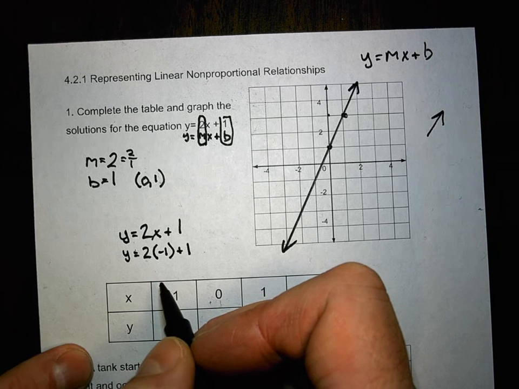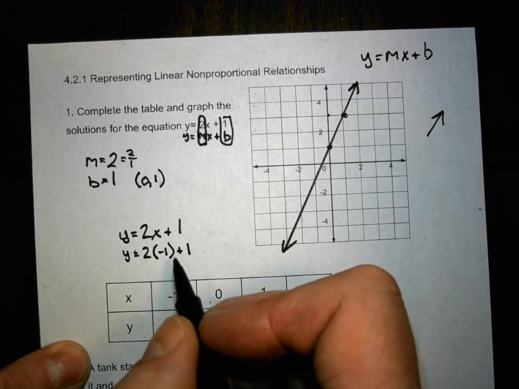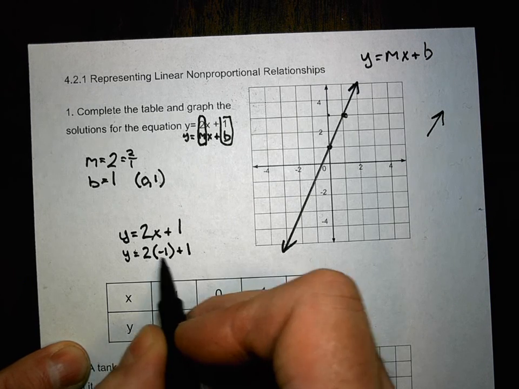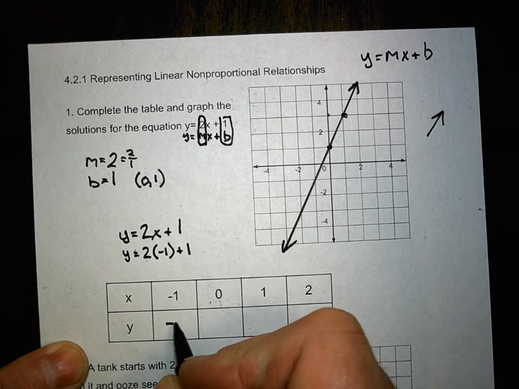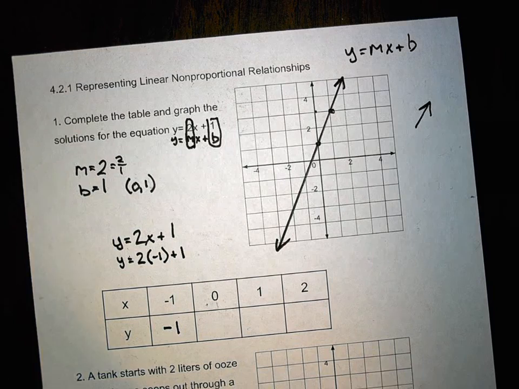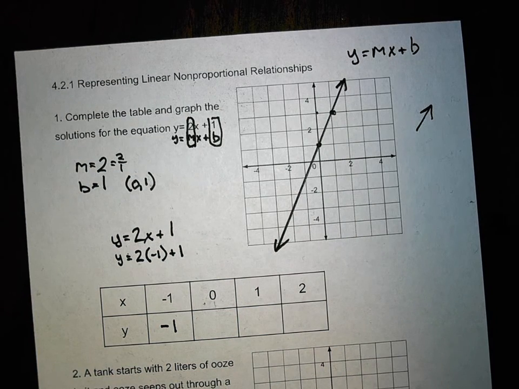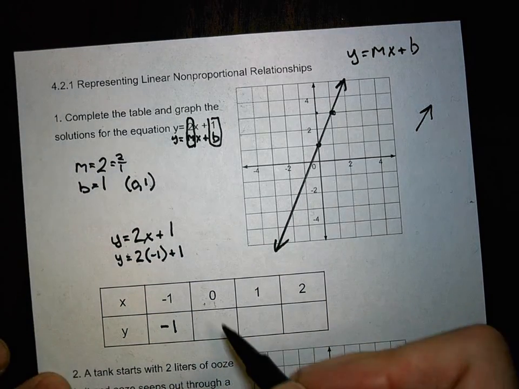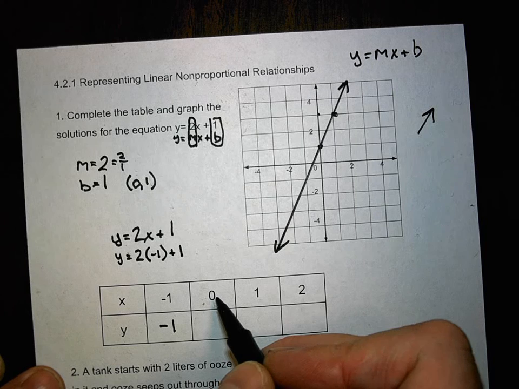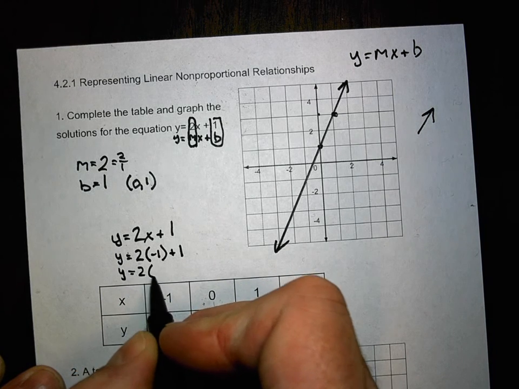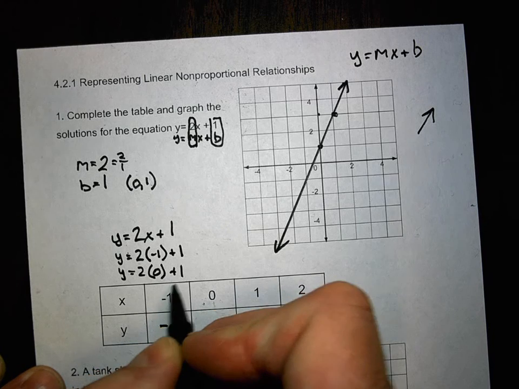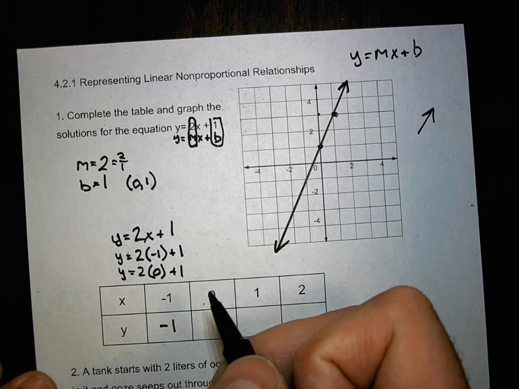Negative 1. Good so far? Now, x is 0. If y equals 2 times 0 plus 1, what's 2 times 0? 0. Plus 1? 1.